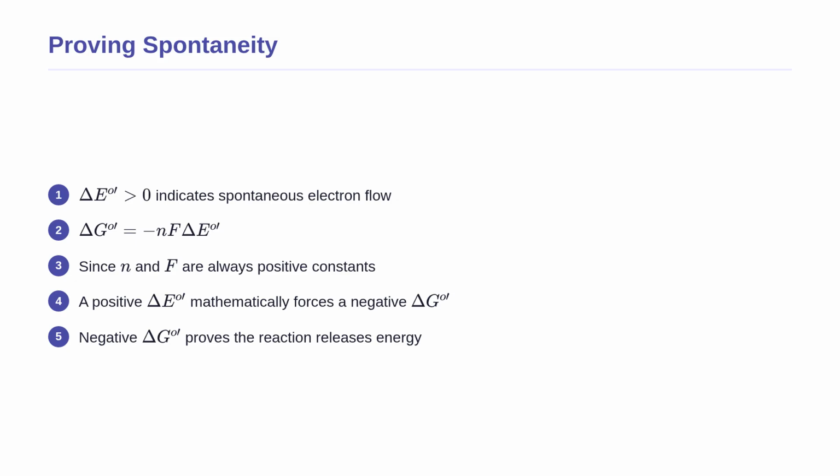Because of the negative sign permanently built into the front of the formula, plugging in a positive voltage difference mathematically forces the final free energy to be negative. In thermodynamics, a negative free energy proves that the reaction is exergonic, meaning it releases energy for the cell to use.